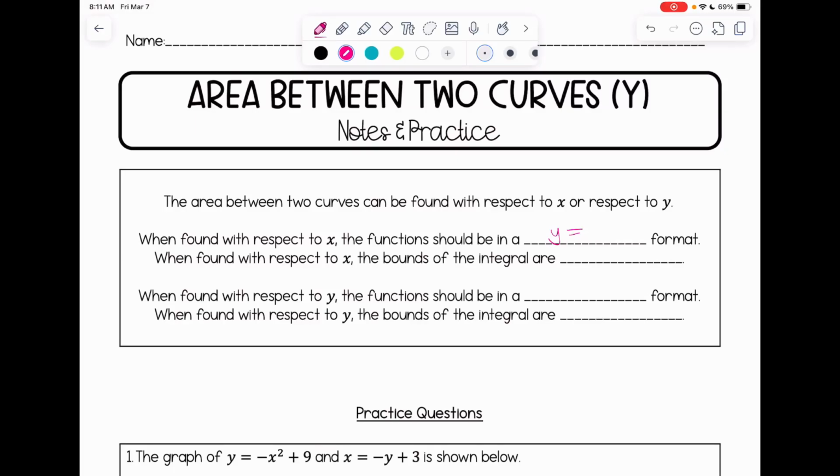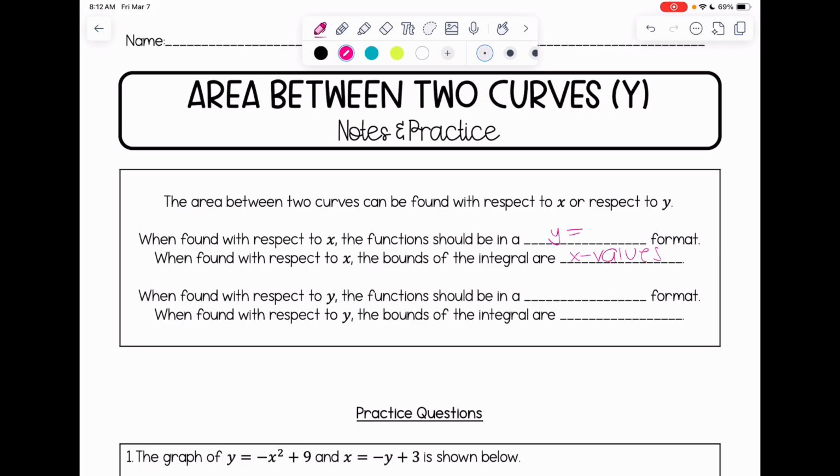In this video, we'll be talking about how to find the area between two curves with respect to y. So basically, the area between two curves can be found with respect to x or with respect to y. There's another video in this playlist that goes over with respect to x if you need to visit that. When we find area with respect to x, the function should be in a y equals format, and the bounds of the integral are x values.